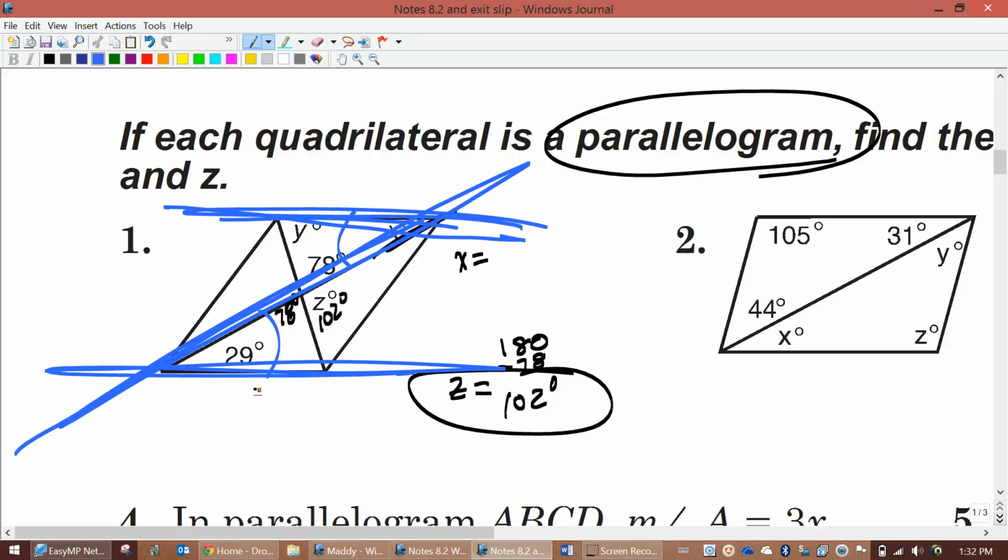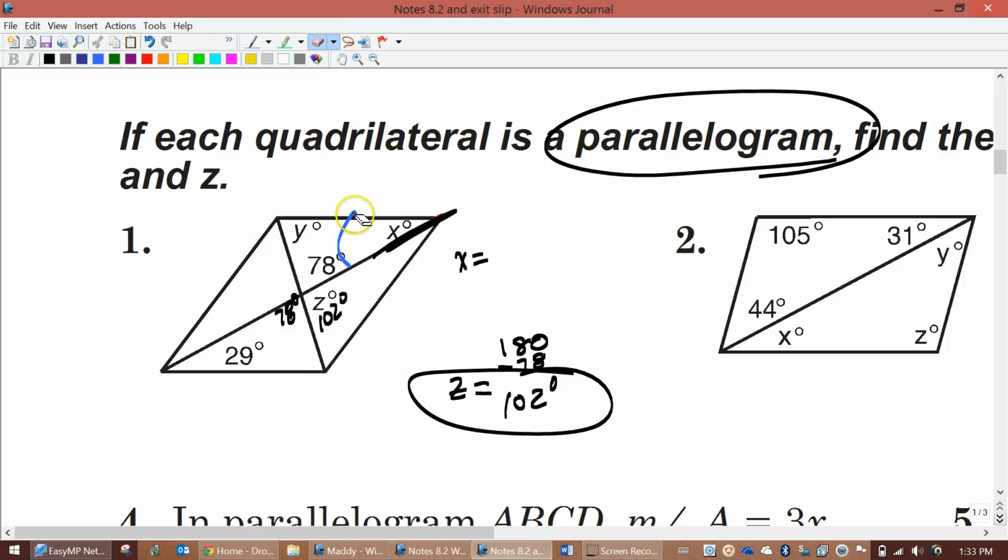Does that make sense? So x is going to be 29. You have to know the reasoning for that. You just can't say 29. Does that make sense? You have to understand that process.